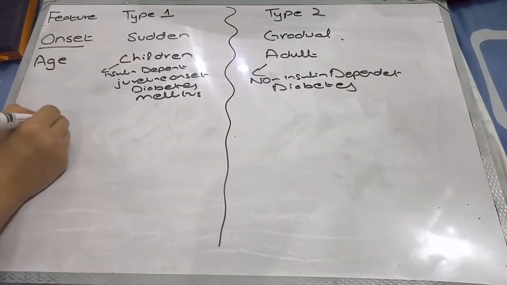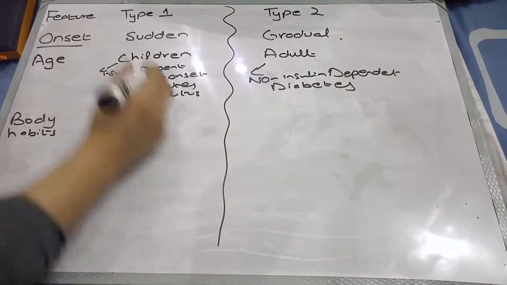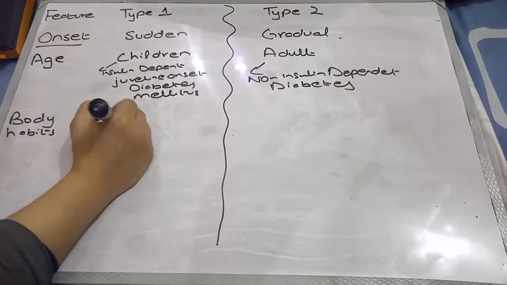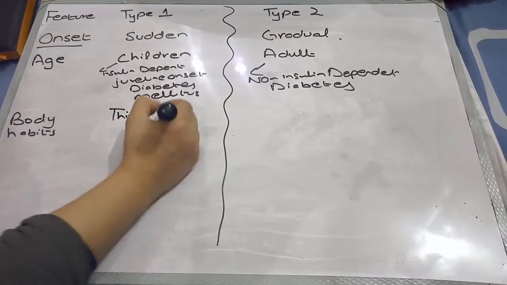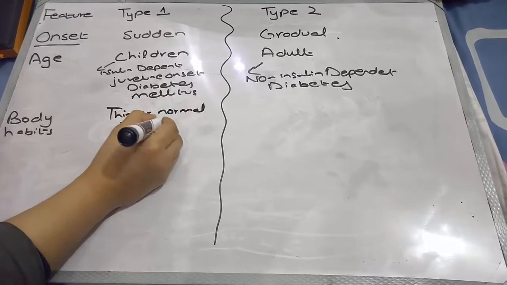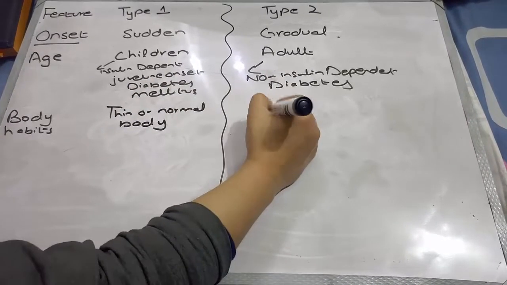Now let's see the body habits. Those patients who have type 1 diabetes have a thin body, whereas those patients who have type 2 diabetes are obese.